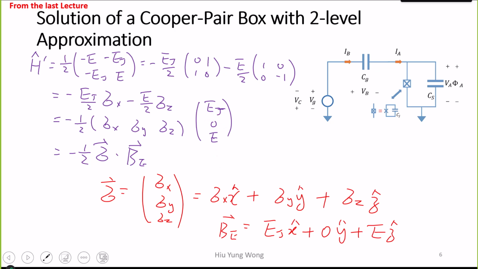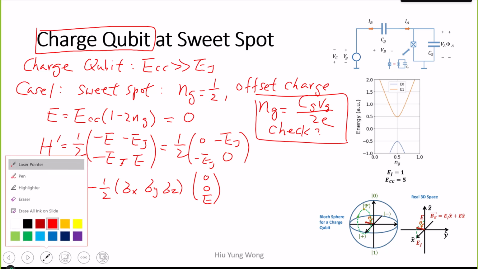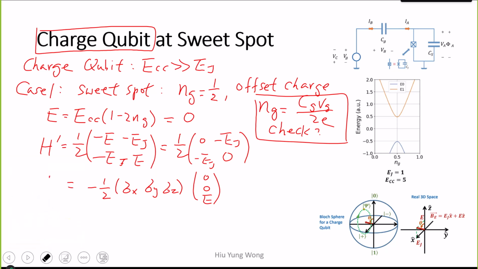Did I write something wrong here again? I think I wrote this wrong. I'm sorry, my cheat sheet is wrong. What is wrong here? Can you figure out?